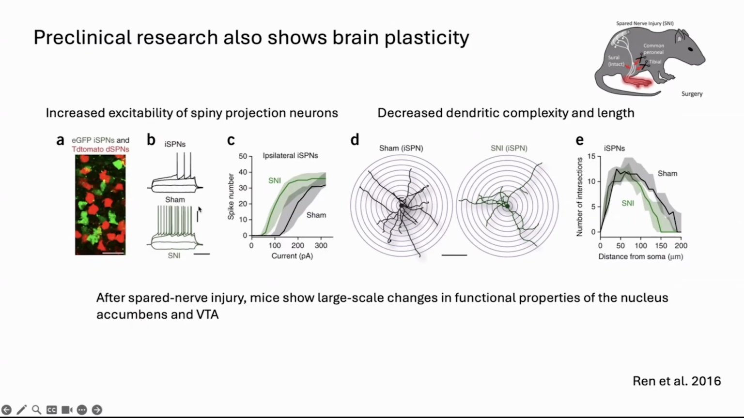And indeed, in this study, what they found was that some specific neurons of the nucleus accumbens, namely the spiny projection neurons, seem to have increased excitability in the animals that had chronic pain, which are here in green, called SNI animals, compared to sham animals. The other finding that was very interesting was that the dendritic complexity in the chronic pain animals was lower compared to sham surgery animals. I didn't mention that, but the sham surgery is simply when you do the surgery but don't actually cut the nerve. So basically, these mice recover quite well after a while.